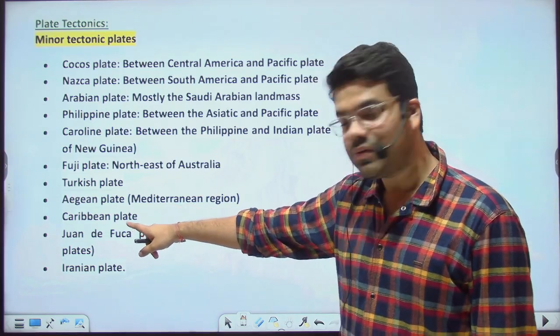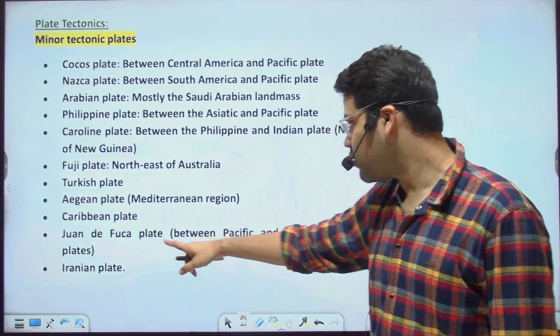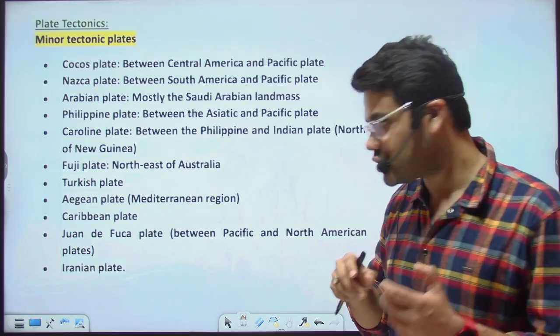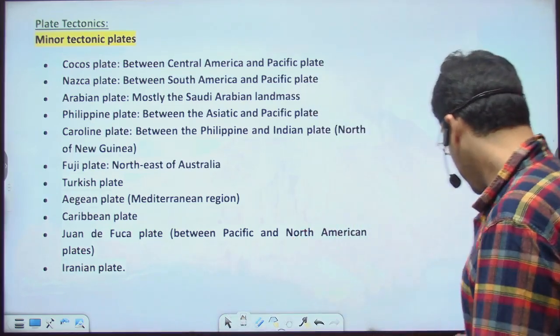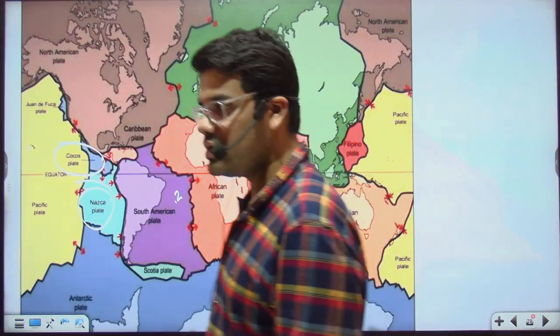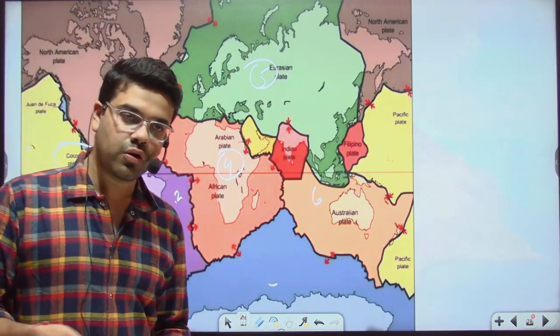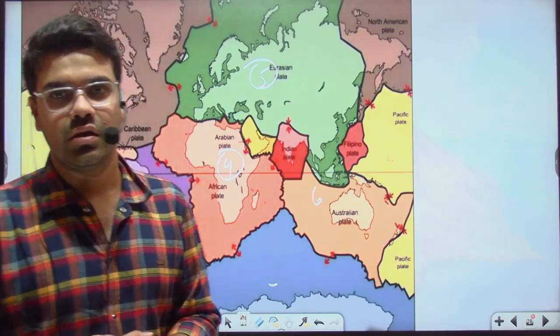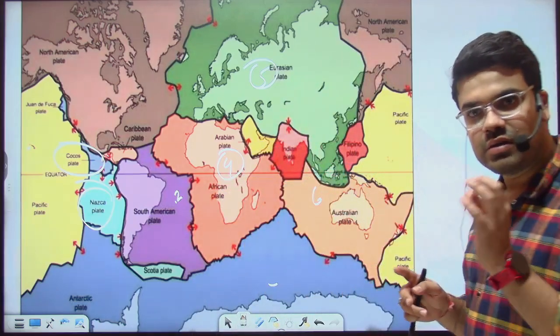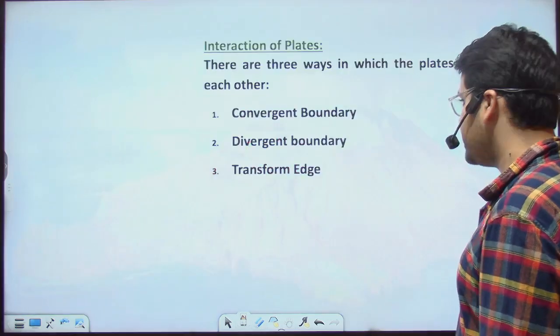Okay, Caribbean plate, Central America. Juan de Fuca plate, between the Pacific and North America. It's an oceanic plate. And the Iranian plate. He considered plates to be a mixture of both ocean and continents. Some of the plates can be true continents, some of the plates can be true oceans. And now what did he say? He divided the whole world into certain plates, each a combination of Sial and Sima.